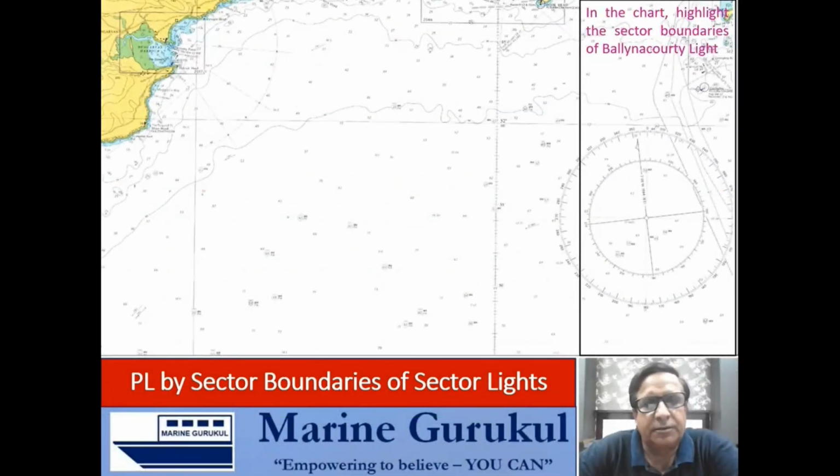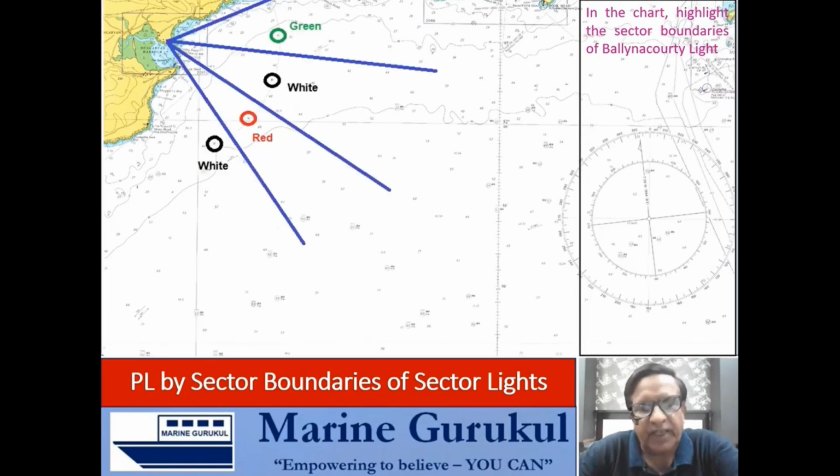Let us understand the sector boundaries as PL through this example of Bellinacoti light, which is a sector light visible in different colors over different sectors. In the chart, here is Bellinacoti light, and you can see that there are certain sector boundaries which are already printed on the chart. And this light is visible in different sectors, in different colors. It's visible in white out here, red in this sector, white in this sector, and green in this sector.